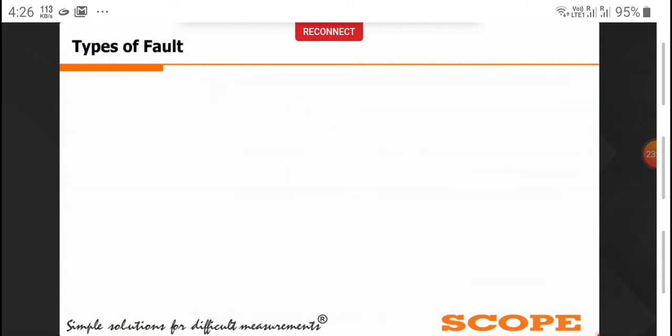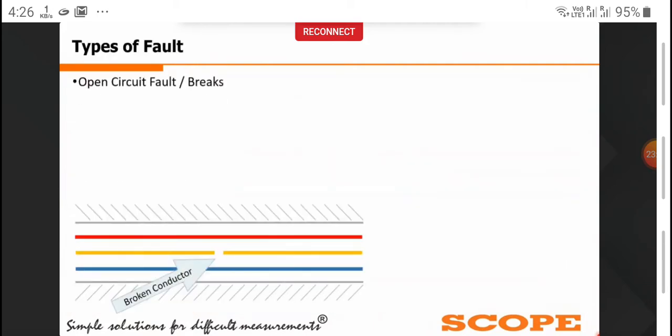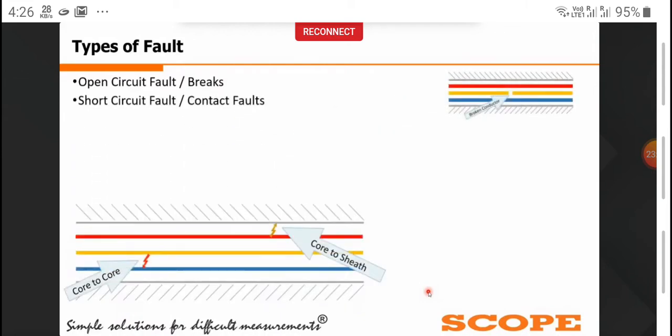Okay, the first one, open circuit fault. In this picture, which is self explanatory, you can see that one core is completely broken. This type of open circuit fault mainly occurs in aluminum conductors due to overloading or overcurrent events, or mechanical damage to the cable. After that, the short circuit or contact type of fault. Mainly these types of faults occur between core to core or core to sheath.